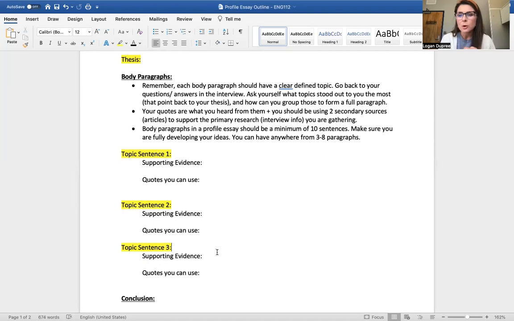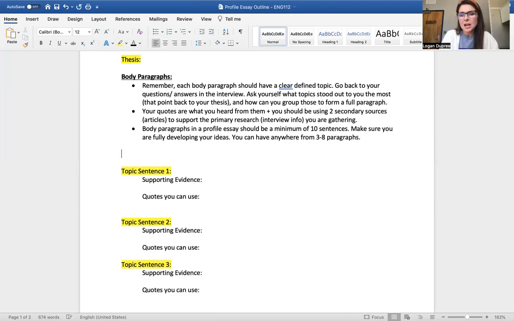Body paragraphs in a profile essay should be a minimum of 10 sentences. Make sure you're fully developing these ideas. You can have anywhere from 3 to 8 paragraphs. And remember, it all goes back to organization. If you have a new topic, create a new paragraph. And just to give you an idea of how this would look in a body paragraph.